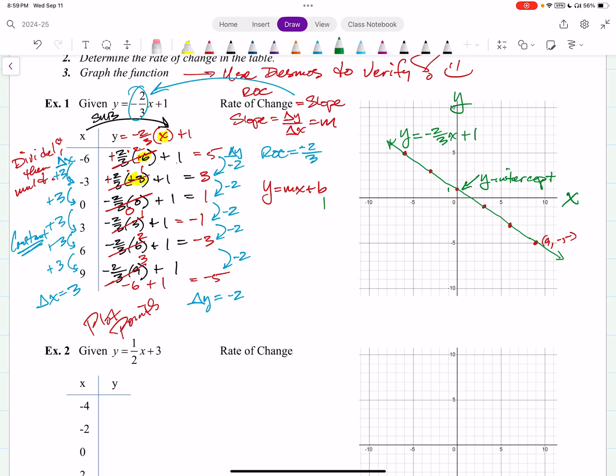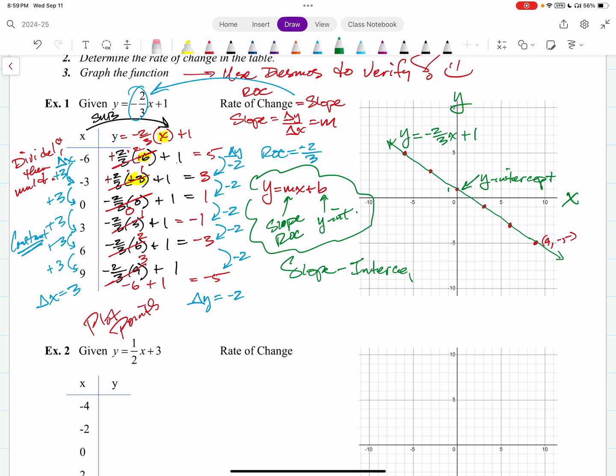Okay, so this b value is your y-intercept. All right, the coefficient of x here is called the slope. Okay, it has another name called the rate of change. Okay, and that is your general linear function right there. y equals mx plus b, that's called slope-intercept form.